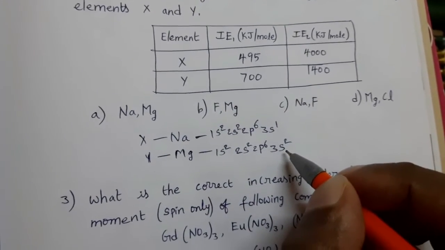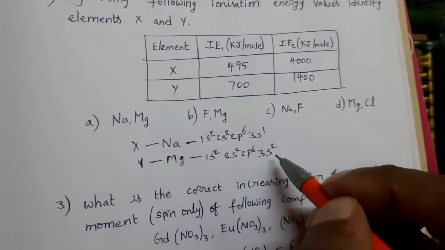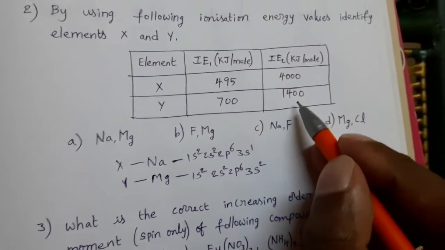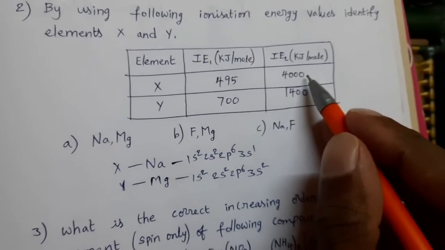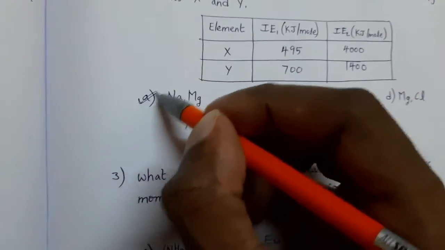After removing one electron, the remaining configuration is 3s1. So from 3s1 we can remove the electron with less amount of energy. That's why, compared to this, it is less. Then what is the suitable option? Option A is the answer.